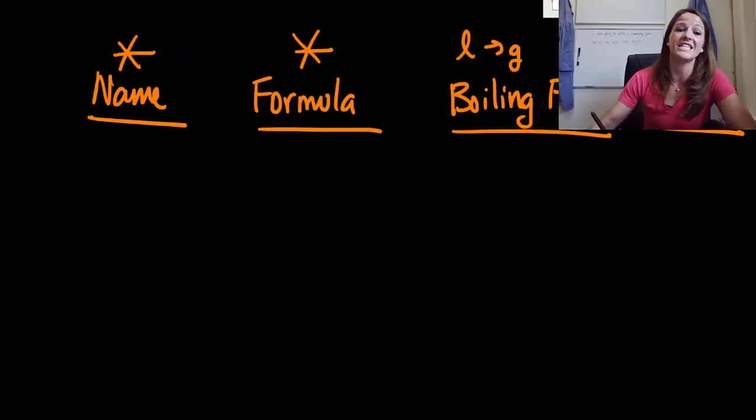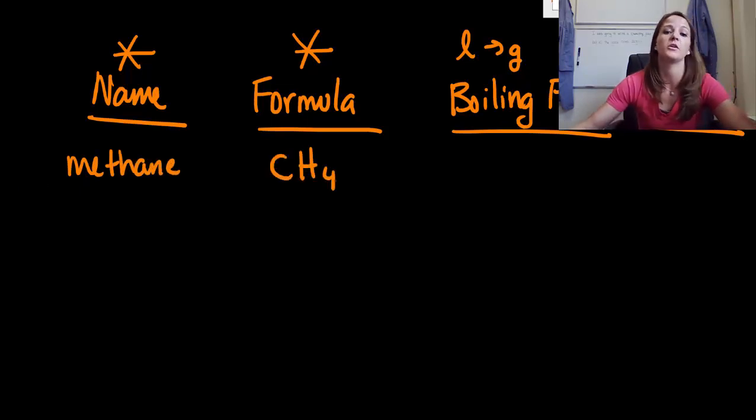So let's go through the 8 I expect you to know. First things first, let's start simple. Methane. Methane has 1 carbon. It has a formula of CH4.